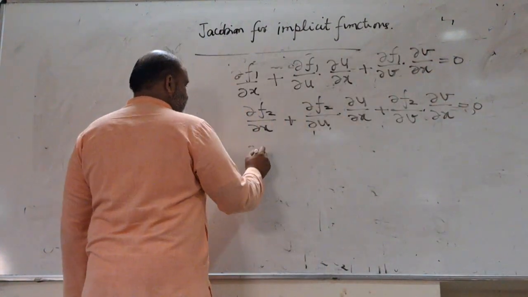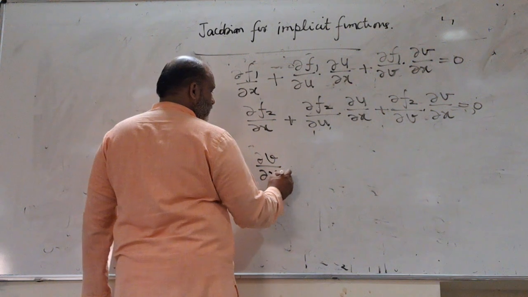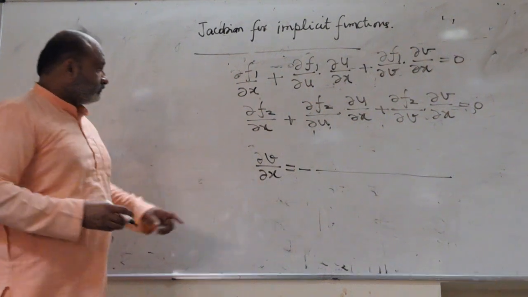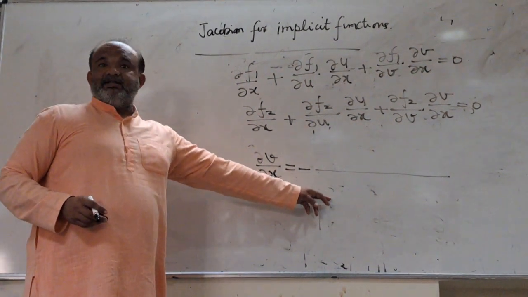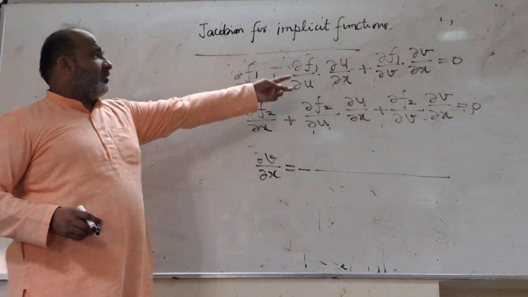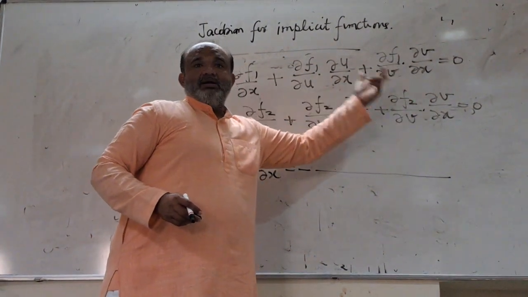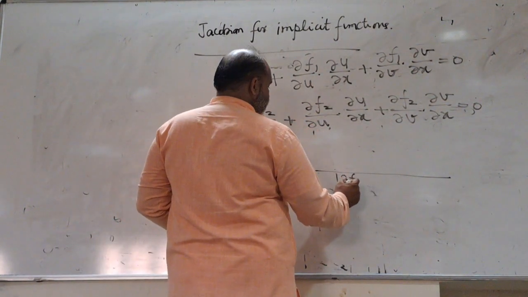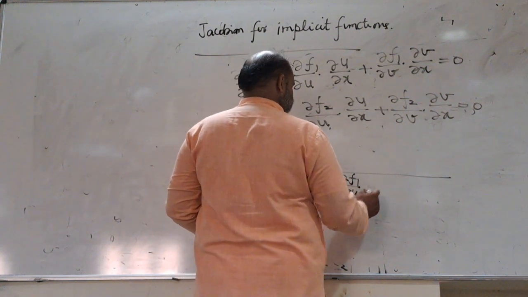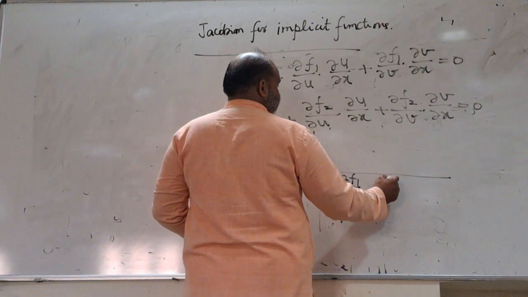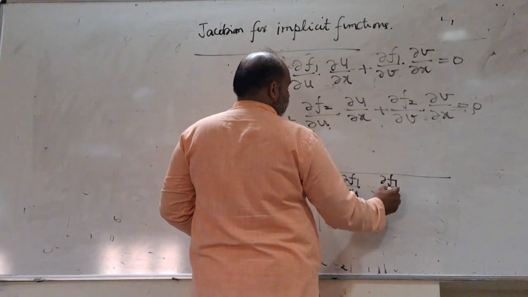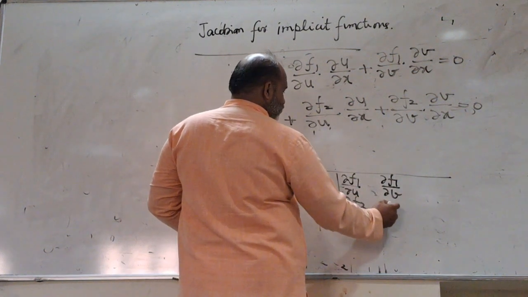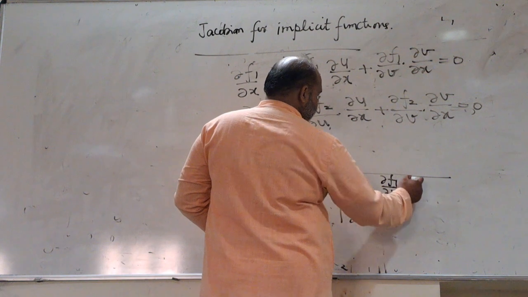Now go for the expression for del v over del x. Of course, minus sign here. The same thing will remain in the denominator, that is the coefficient matrix of del u over del x and del v over del x, right? So this will remain the same: del f1 over del u, and then del f1 over del v, del f2 over del u, and del f2 over del v.